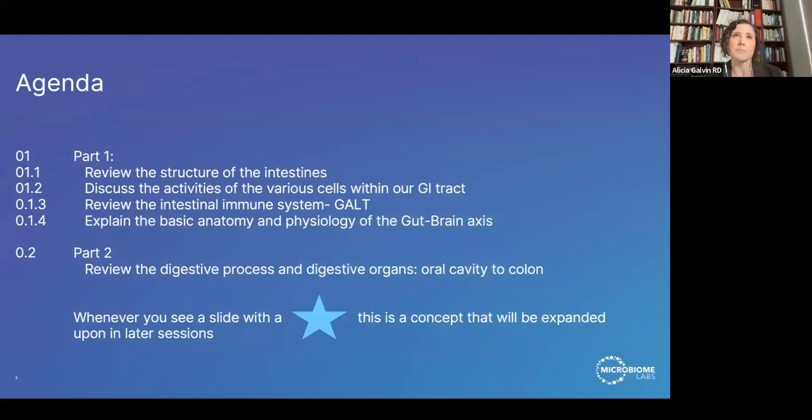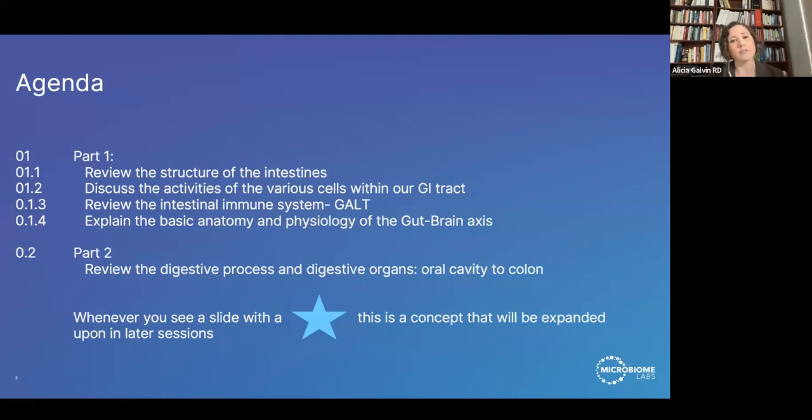The first half of the webinar is really going to be an anatomy and physiology review. Some of you might feel like you've gone back to your university training in anatomy and physiology, which may or may not be a good thing for you. But we're going to go back through the structure and the function of the intestines. We're going to review the different cells within our GI tract and what they do and how they interact with each other, especially the immune system. We're going to talk a little bit about the GALT. And then we're going to go just real briefly through some basic anatomy and physiology of the gut-brain axis. So that'll be the first part, more anatomy and physiology.